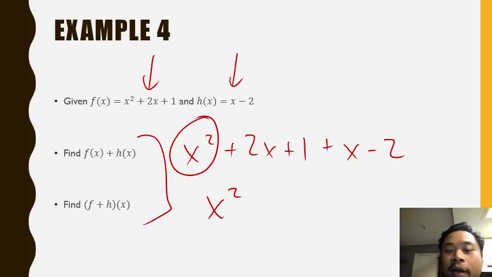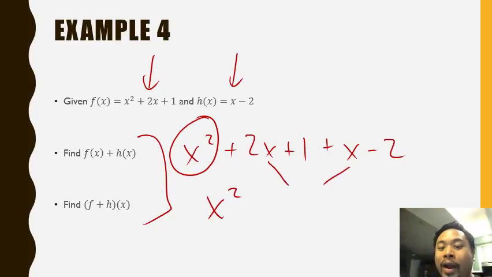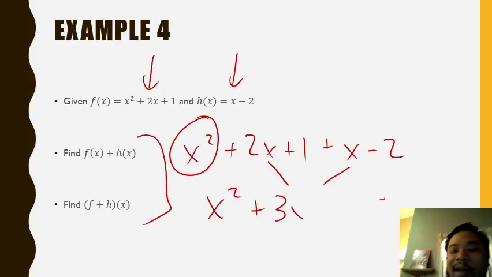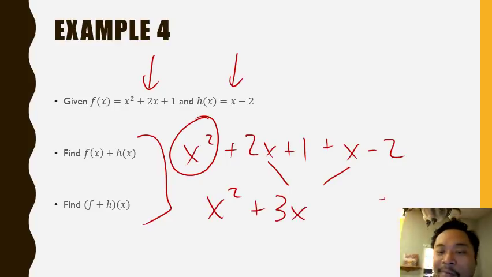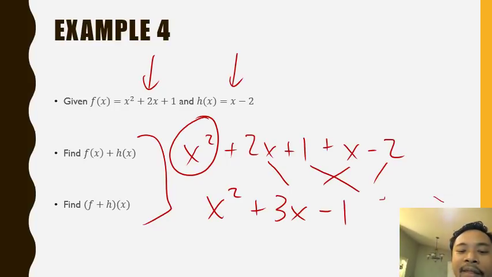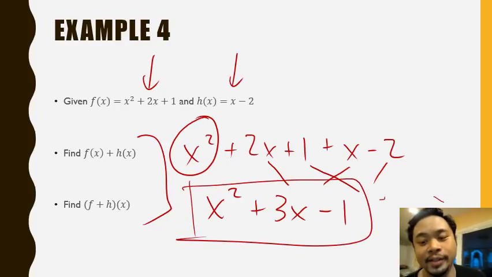But we do see that we can combine these two x's and this 1x here. When I combine that 2x and 1x, I know for sure it gives me a 3x, so that comes next in my expression. Last but not least, I've got these regular numbers, 1 and a negative 2, which gives me a negative 1. And this right here, ladies and gentlemen, is my final statement when I add those functions together.